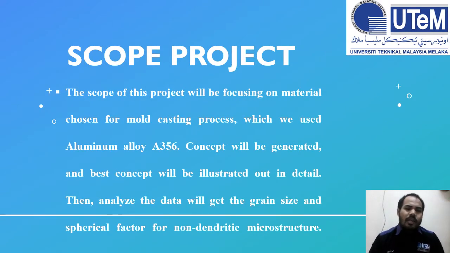For the project scope, we will be focusing on the material chosen for the mold casting process, which is aluminum alloy. The concept will be regenerated because, of course, we use a spiral channel. Later, I will show you the picture of the spiral channel.